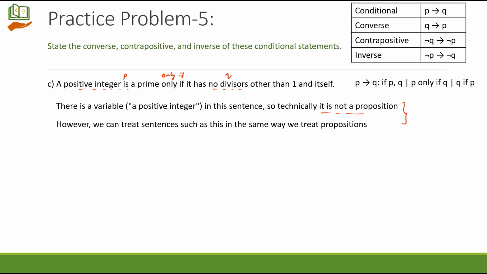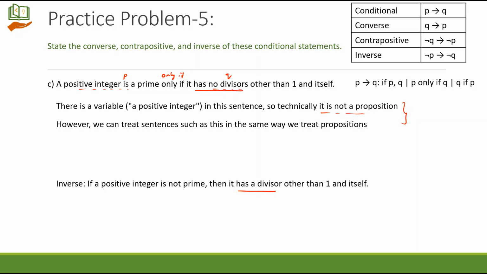Now let's get into the inverse statement. If a positive integer is not prime, then it has divisors other than 1 and itself. They have given it as no divisors, so you have to negate this: no divisors becomes it has a divisor. Don't take no divisor here as negation of Q, it will complicate the whole statement. Just take it has no divisors as Q and negate it to get it has a divisor. So this is negation P implies negation Q.